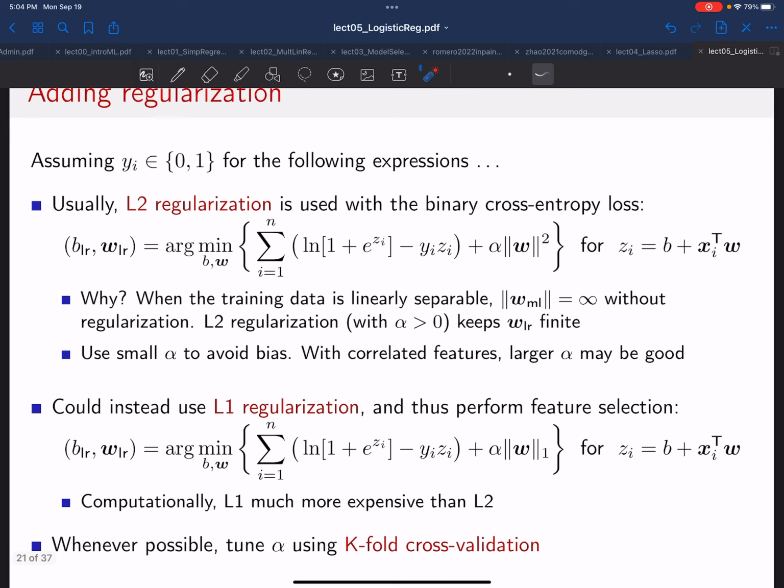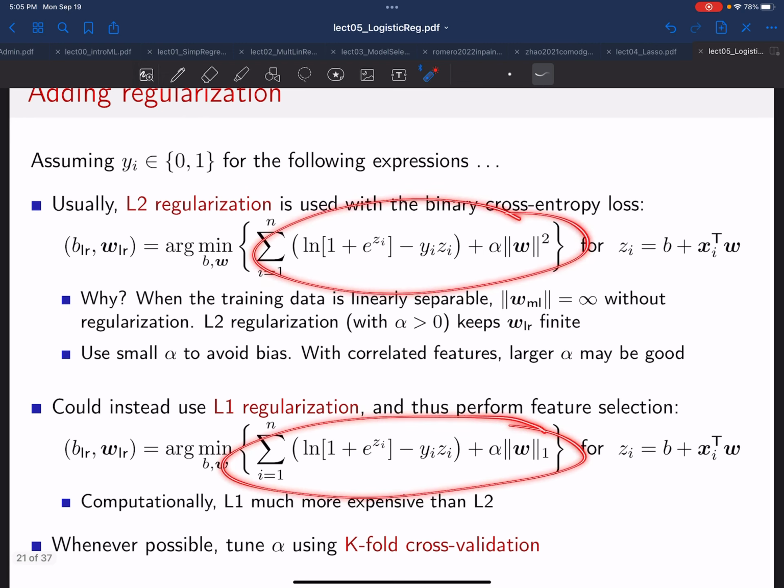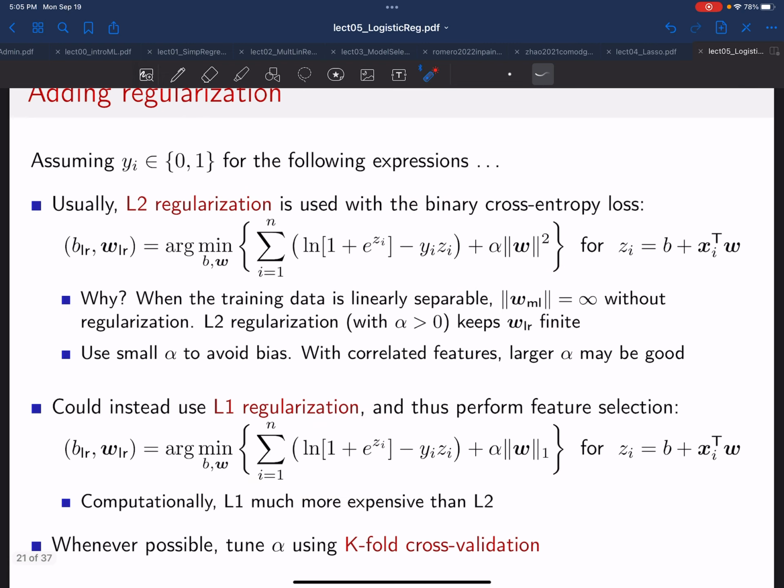Another option is L1 regularization. As we know, the good thing about this is it can perform feature selection. It can perfectly turn off some of the W's, which could be useful depending on your application. But we also know that computationally, it's much more expensive than L2. When you run this, you'll see that this is quite a bit slower than this. So there's that cost as well. And in this case too, of course, you want to choose alpha with cross-validation, ideally.